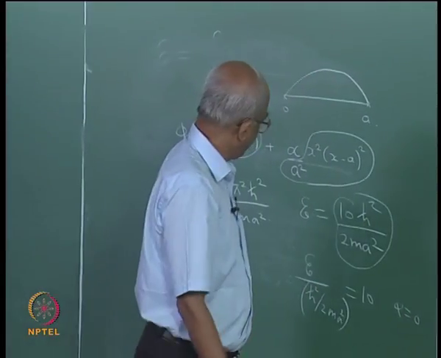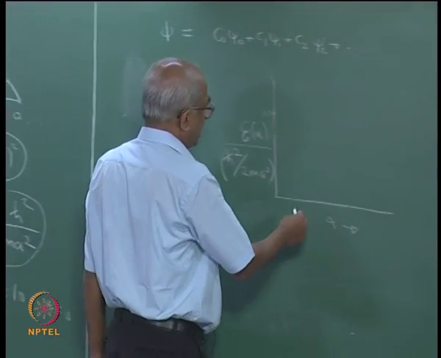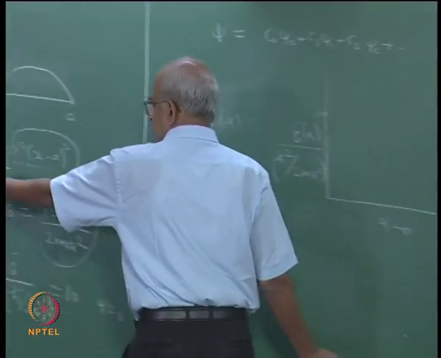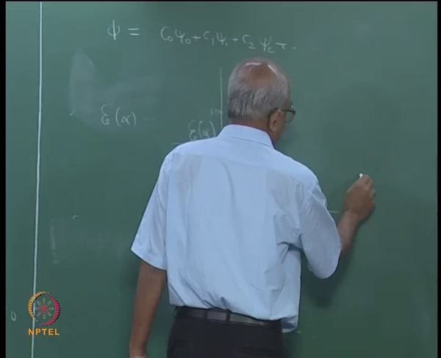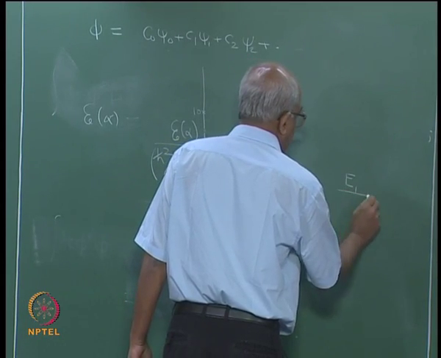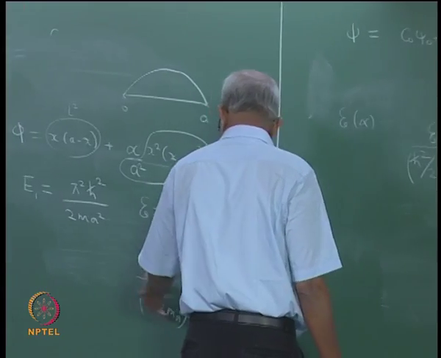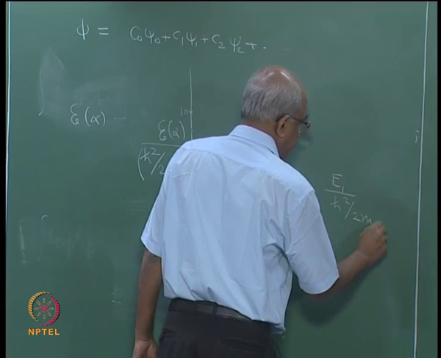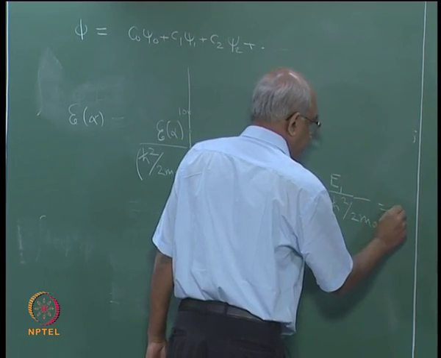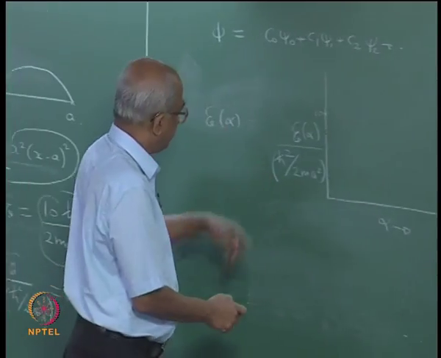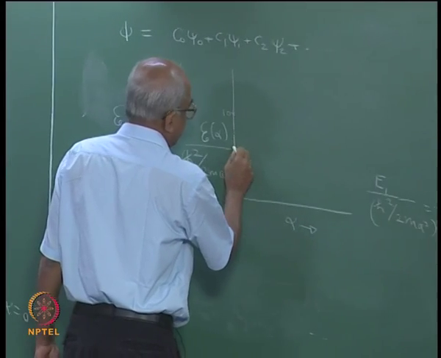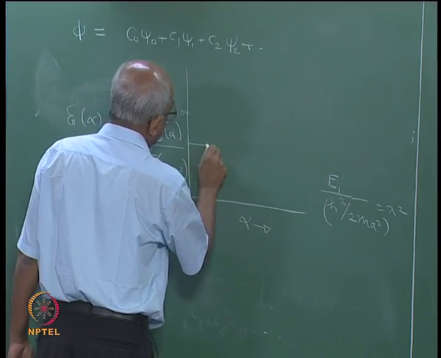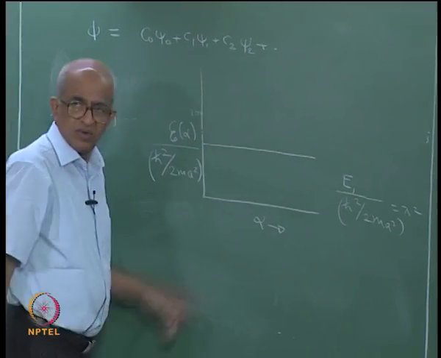And I will also plot the actual ground state energy. How much is the actual ground state energy? The expression is written there. So in the same figure I am also going to represent E1 divided by the same object, h cross square divided by 2m a square, which I know is pi square. That does not depend upon alpha, so if you plotted it as a function of alpha, all that you are going to get is a horizontal line. This is that number.